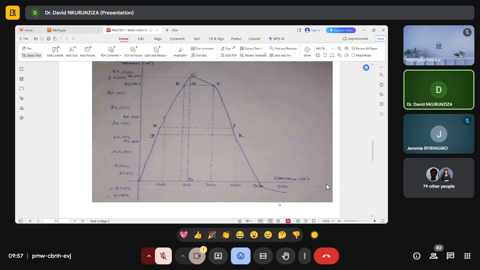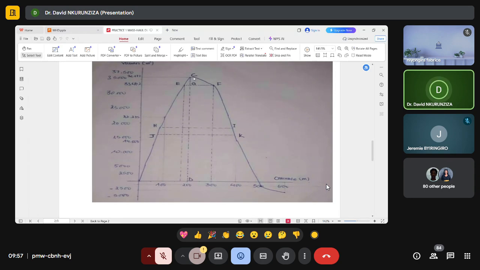Meaning that from 0, coming to 100, coming to 200, you can see all this section from here, coming up to here, this is indicating what? The cut is taking place.